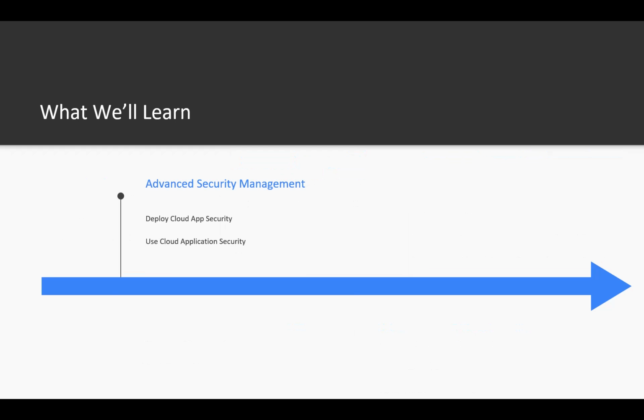And lastly, we are going to go to the last section of the course, in which we'll discuss advanced security management, and specifically we'll cover cloud application security, or cloud app security. In the first lesson, we'll discuss how to deploy cloud app security, and in the second lesson, how to use cloud app security. So this is how the course is structured. This is the course outline.